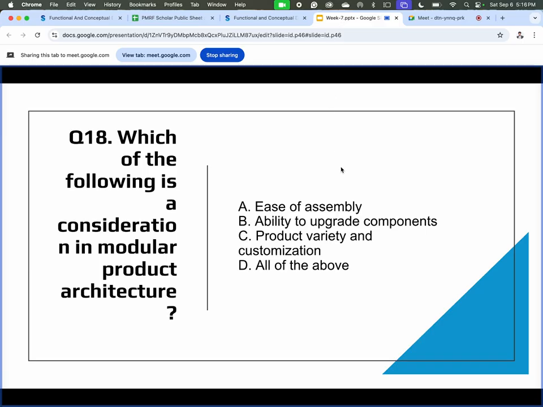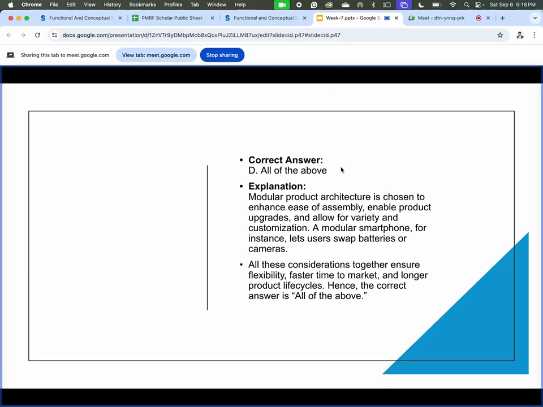Now you may see the explanation part in this particular slide. Okay, and so option D is the right answer. All of these are correct, and you may go through the explanation part, which I have already written here. And yeah, moving towards the next slide.